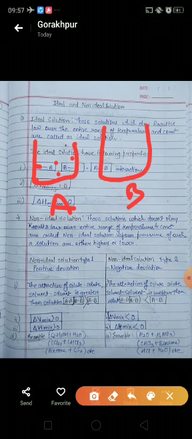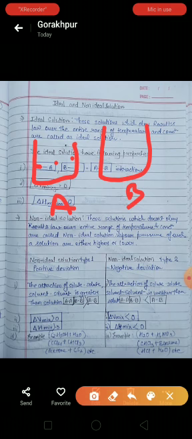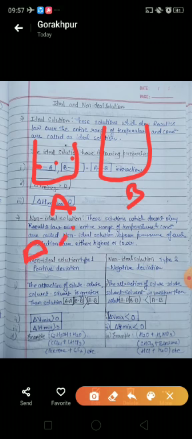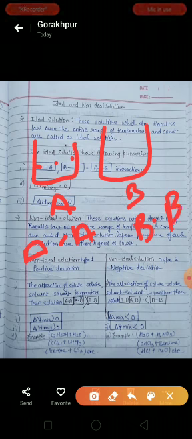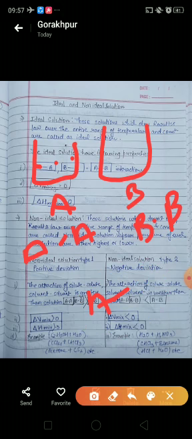And similar is the case for negative deviation. Here what happens? The AA interaction and BB interaction, that is solute-solute or solvent-solvent interaction, is smaller than the AB interaction.